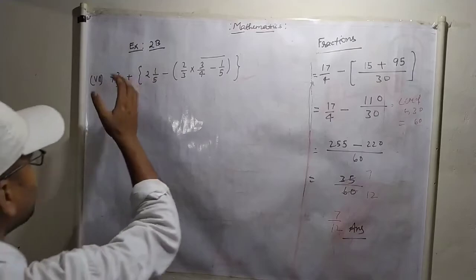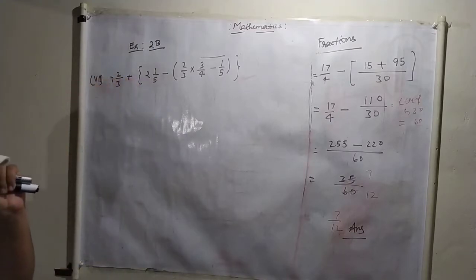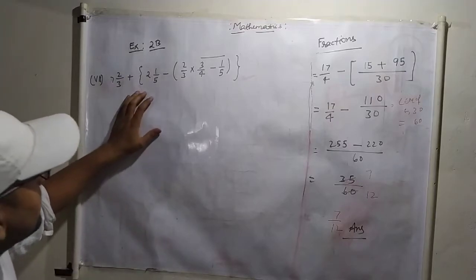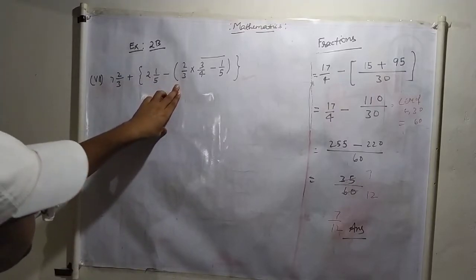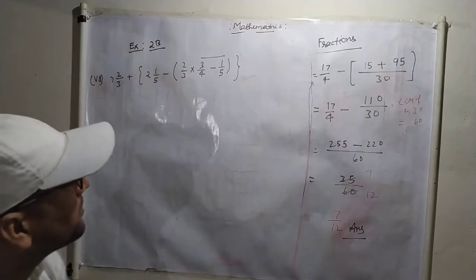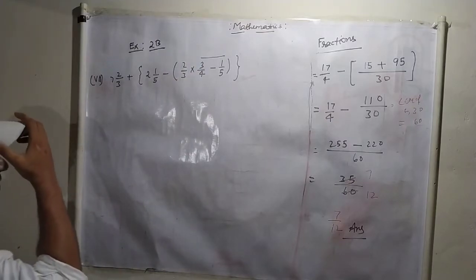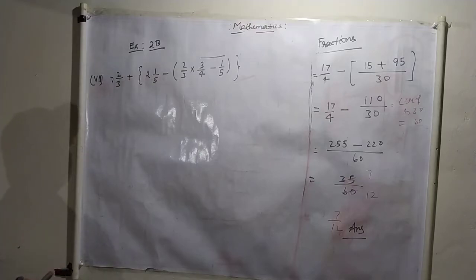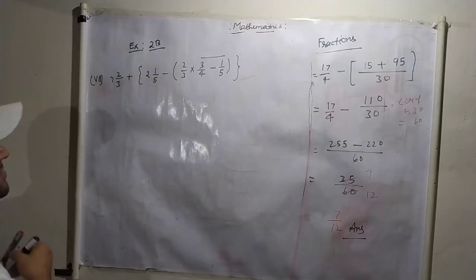This one is the last question of today's. Okay, so in this one, students, see this curly bracket is given, and small bracket is given, and then a bar bracket. So before solving this bar bracket, first change it into an improper fraction.